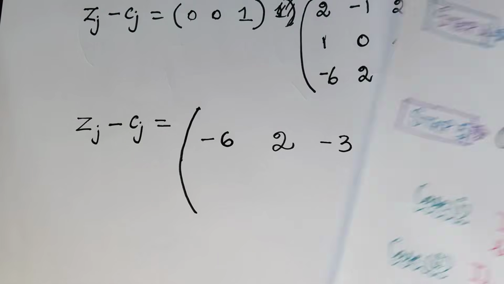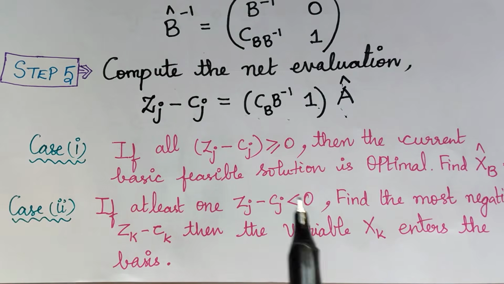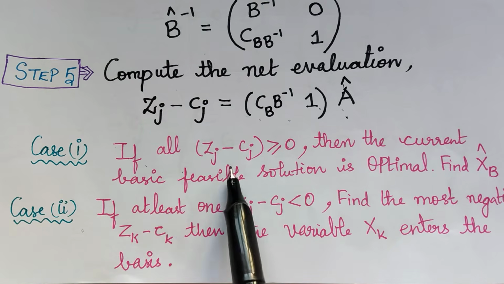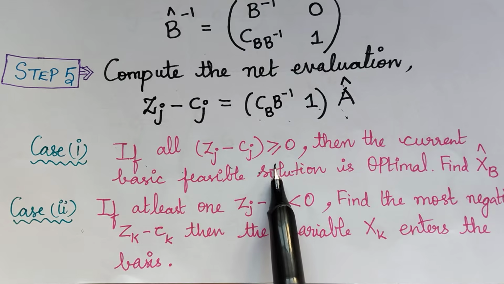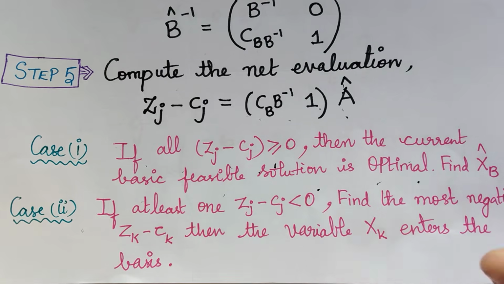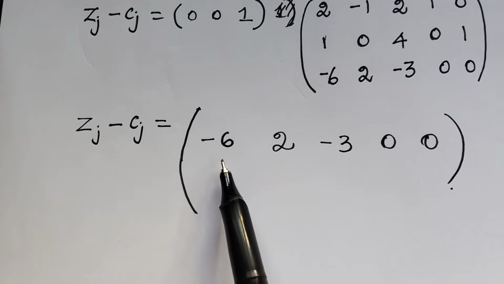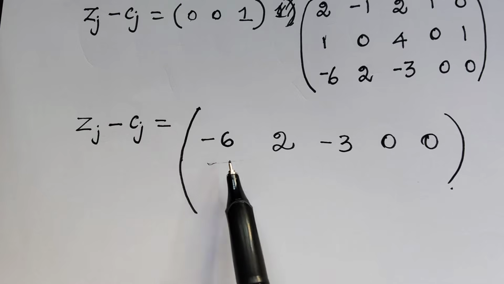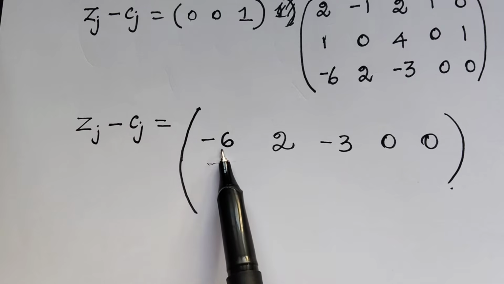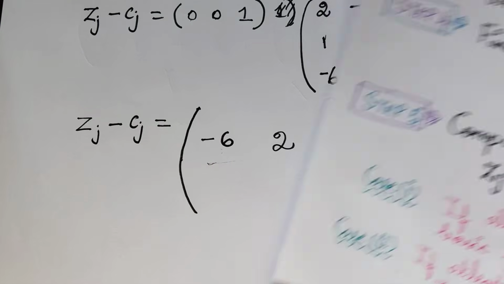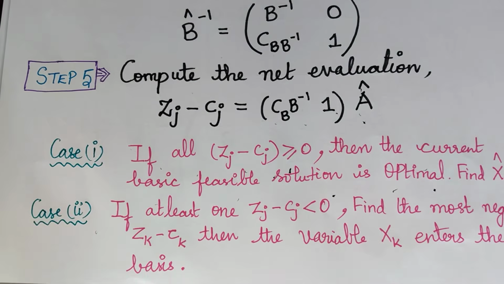So after computing Zj minus Cj, if we look into the procedure, we have two cases over here. If all Zj minus Cj is greater than or equal to 0, then the current basic feasible solution is the optimal solution. So we have to check whether all Zj minus Cj are greater than or equal to 0. But we see that we have negative values, because of that it's not greater than or equal to 0. So we can move on to case 2.